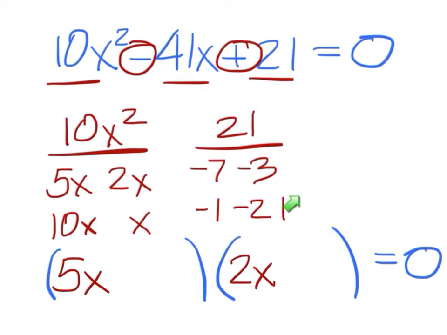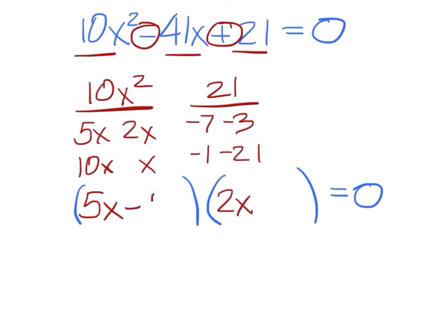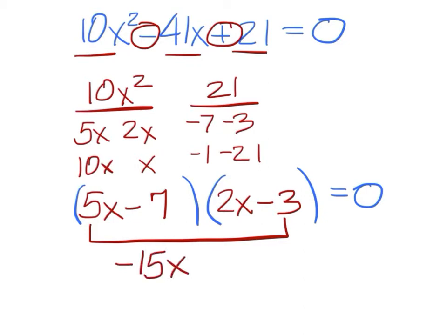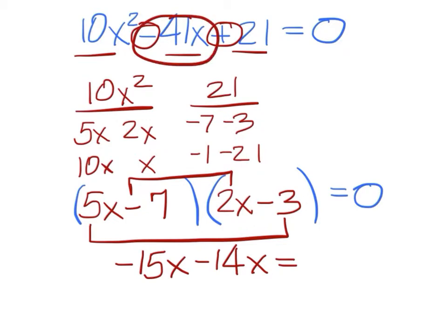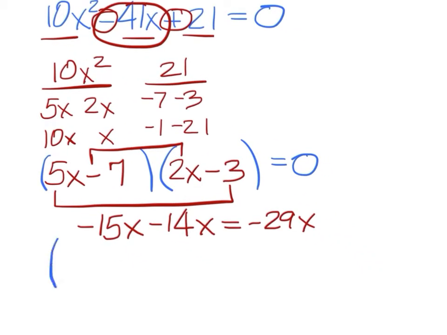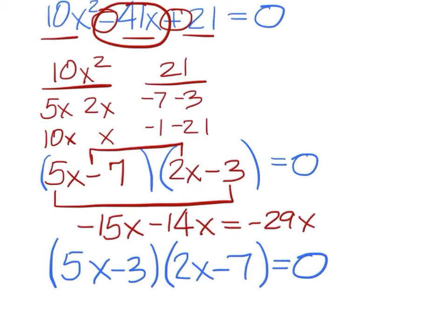And where should we start over here? Negative 7, negative 3. We will try that first and see what happens. 5x times a negative 3 is negative 15x. And then negative 7 times 2x is minus 14x. Does that equal negative 41x? No, that's a negative 29x, and we don't need that. So we will try again. We'll do 5x minus 3 and 2x minus 7 and see what happens there.